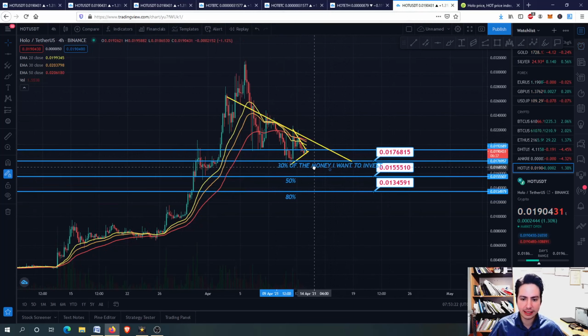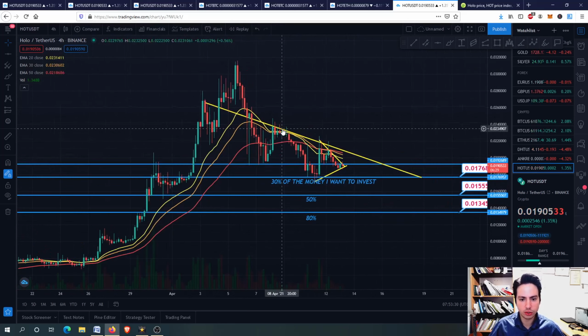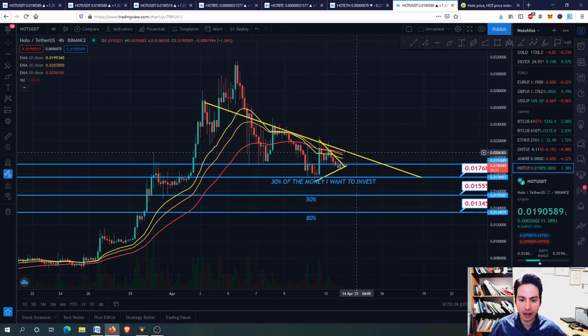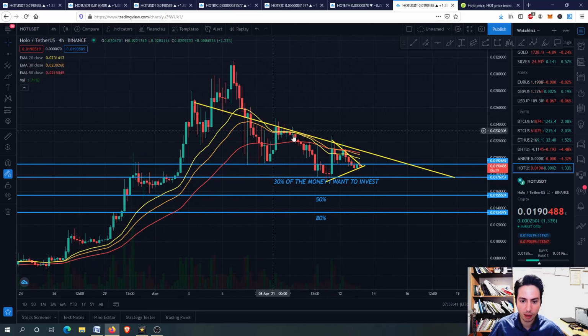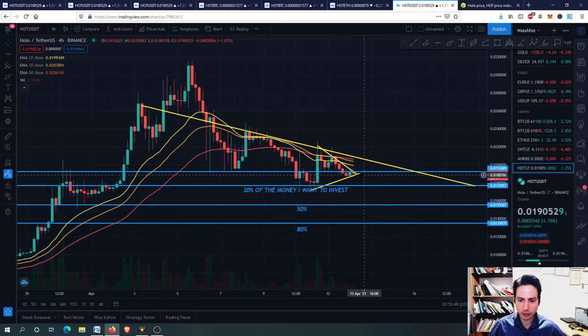What I got here is the same angle fan I used. You can see the resistance angle fan I talked about, the 4 units of price per 1 unit of time angle fan. You can see here how many times we hit this resistance level. It's going down and down and down. So right now, we are getting into a squeeze point.